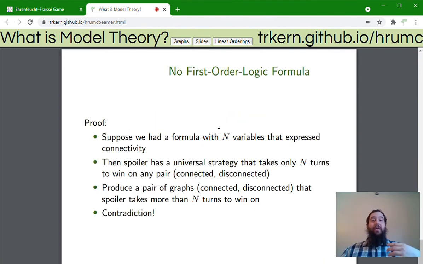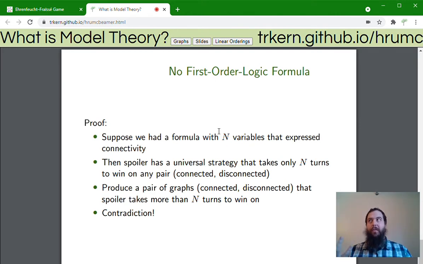And we can go even one step further. We can kind of automate this process in order to prove that there is no formula at all that expresses connectivity, right? We were interested in this question, is there a formula that expresses what it means for a graph to be connected? And the answer is, well, no. Suppose that you have a formula with n variables that expresses connectivity of graphs, right?